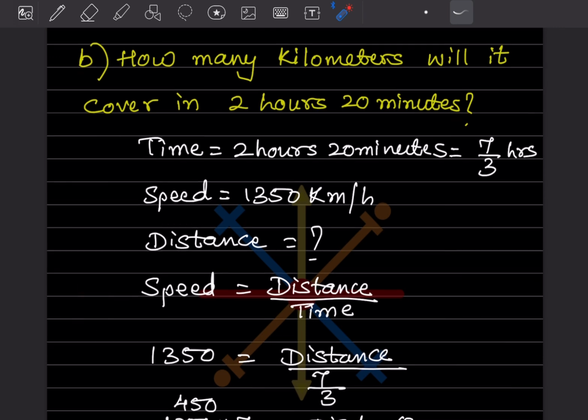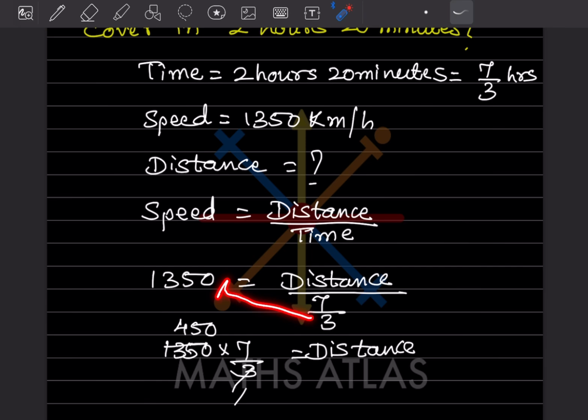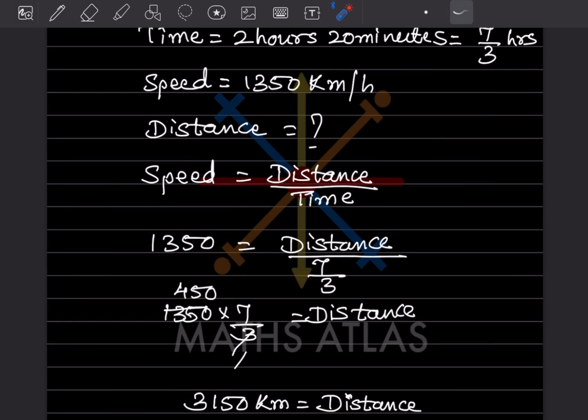So here speed is 1350 and here is 7. Now the distance we don't know. The time is given as 7 by 3. So in place of time, we'll write 7 by 3. So now you will bring this 7 by 3 to this side. So that is going to get multiplied. 1350 into 7 by 3, that is distance. So 3 ones are 3, 3 450s are 1350. So 450 into 7, that is 3150 kilometers. That is the distance. So that is what they have asked.